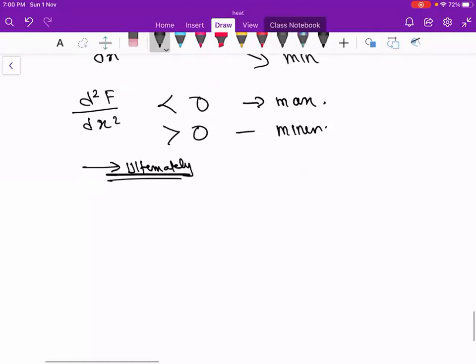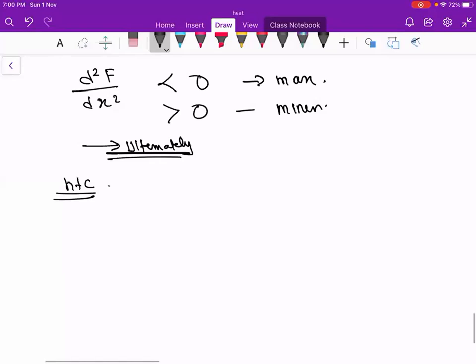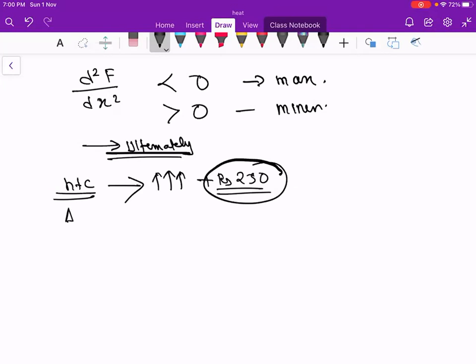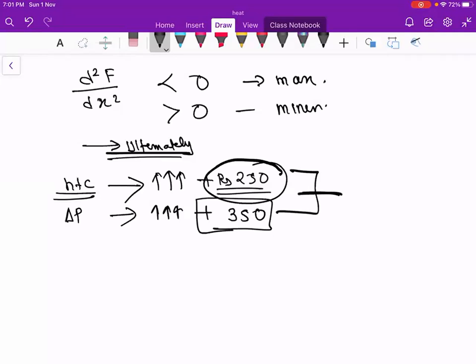Suppose the same example, heat transfer coefficient. If you are increasing the heat transfer coefficient by some value, you are gaining suppose 250 rupees. But at the same time delta P is also increased, and by pumping cost more energy is required, by 350 rupees. So is this suitable for the industry? No, it is not suitable. You are gaining 250 rupees by increasing the heat transfer coefficient, but you are wasting 350 rupees in delta P.